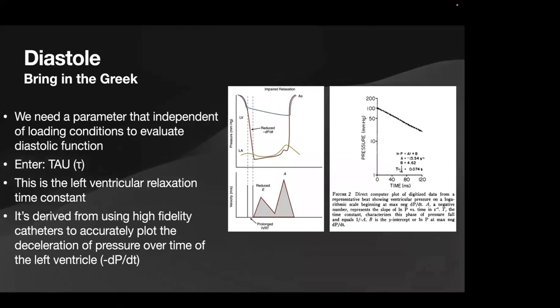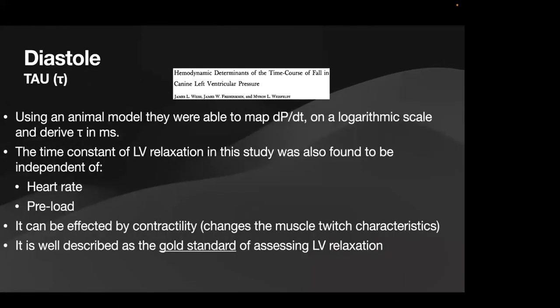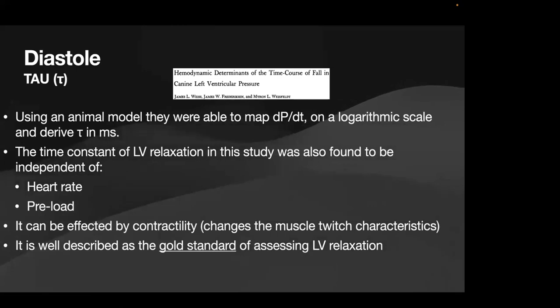Okay, and each time constant is different for every patient. But what we can see is that there is an exponential relationship between pressure changes and this time constant. And that's important. Because in this paper, the hemodynamic determinants of the time course of fall in canine left ventricular pressures, they were able to prove a couple of important things. First is that they can measure it, okay? Much to their dismay, it was painstakingly difficult, but they were able to measure a time constant and derive a tau based on the slope of the line of that logarithmic pressure change.